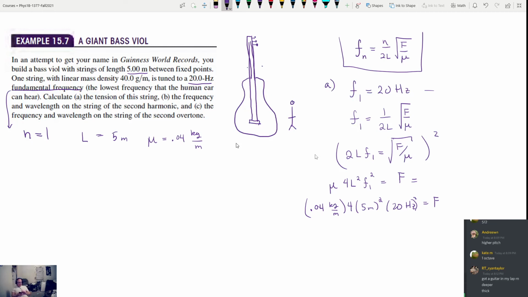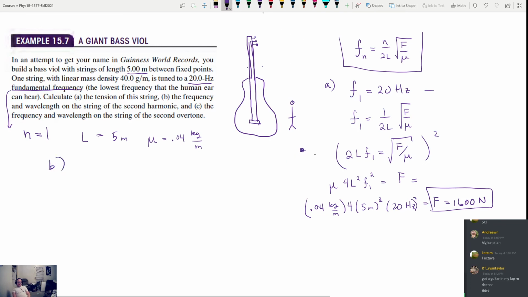All right, so we get 0.04 times 4 times 5 times 5 times 20 times 20. So I get 1,600. Pretty sure that's correct. It's the same number we got on Monday. So that's the tension on the string. That's part A.